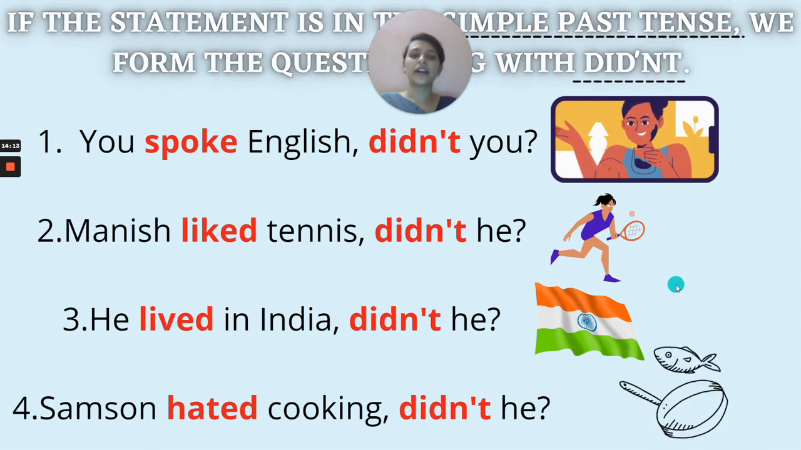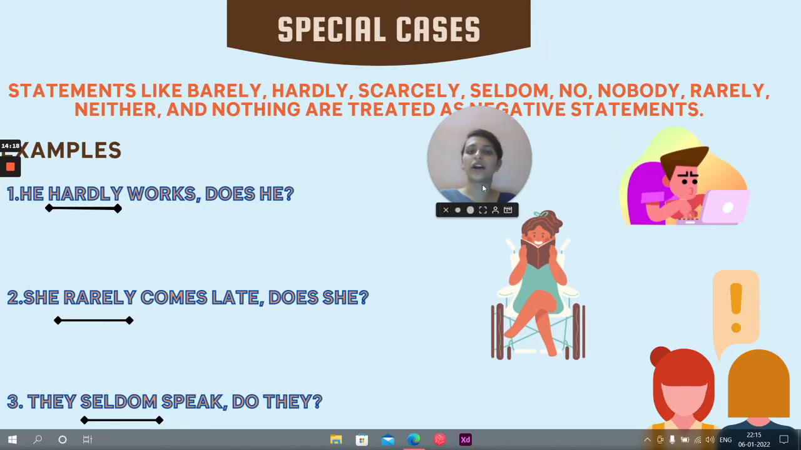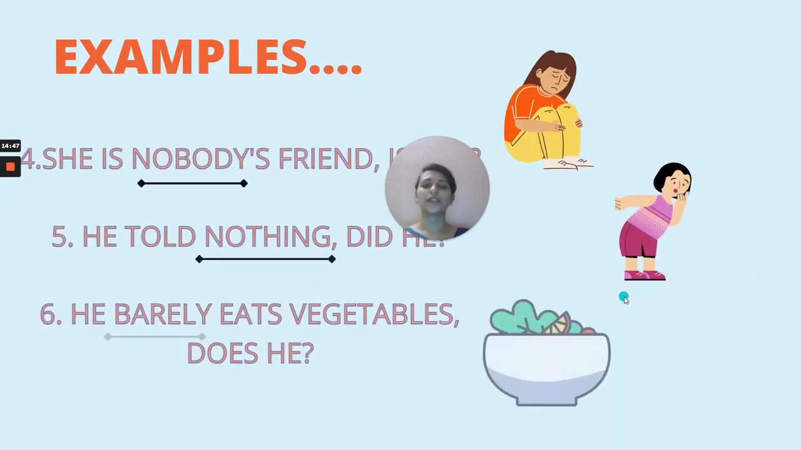And finally, what did we learn? We learnt these special cases. If you have words like barely, hardly, scarcely, seldom in your statement, it will act as if that statement is a negative statement. Because it is a negative statement, your question tag will be positive. He hardly works, does he? She rarely comes late, does she? Okay, like that. Thank you.